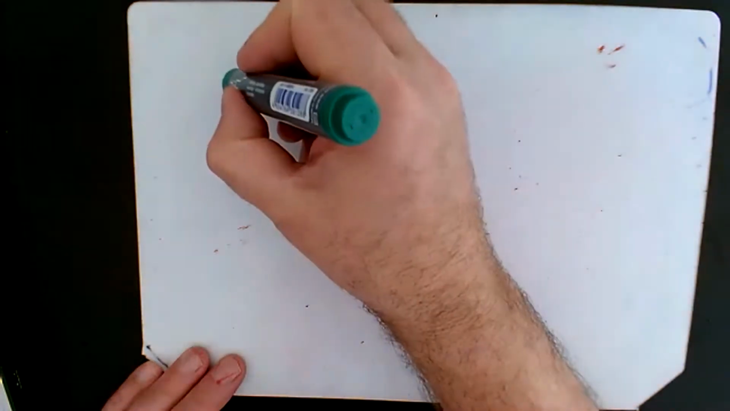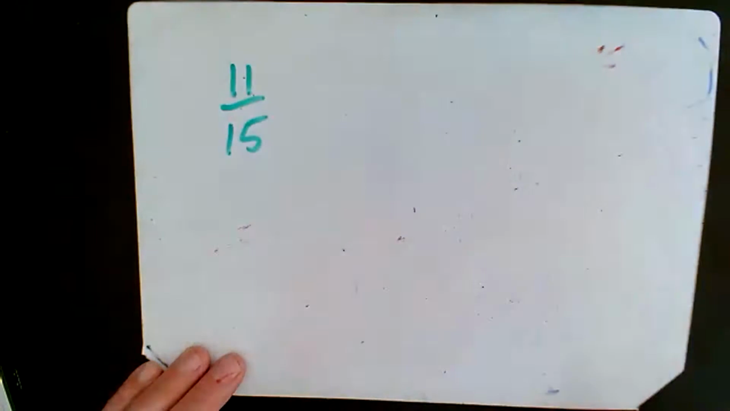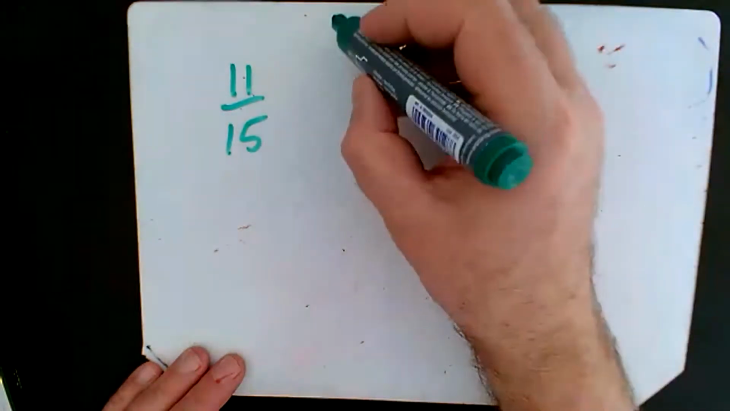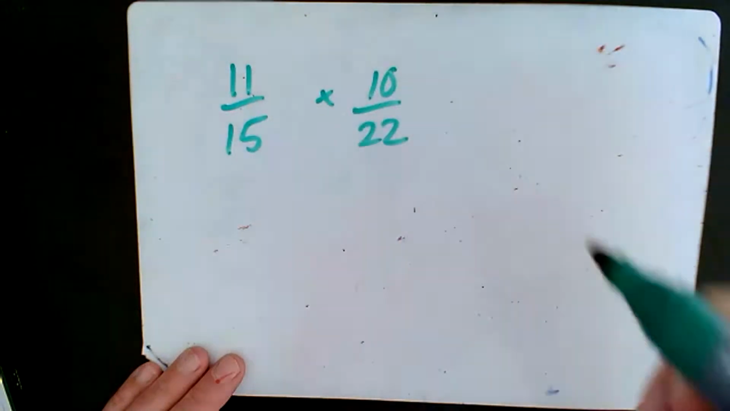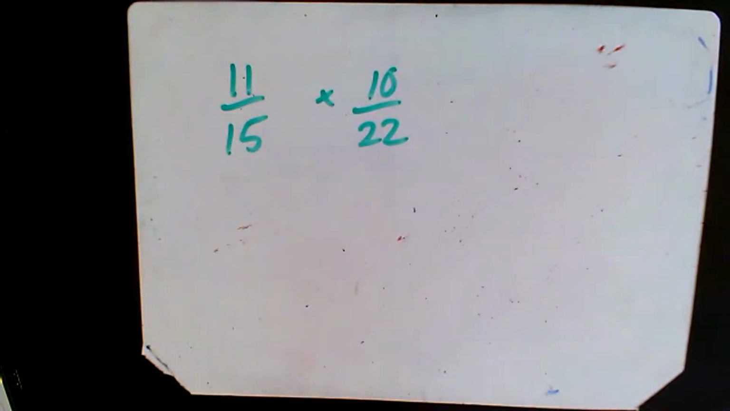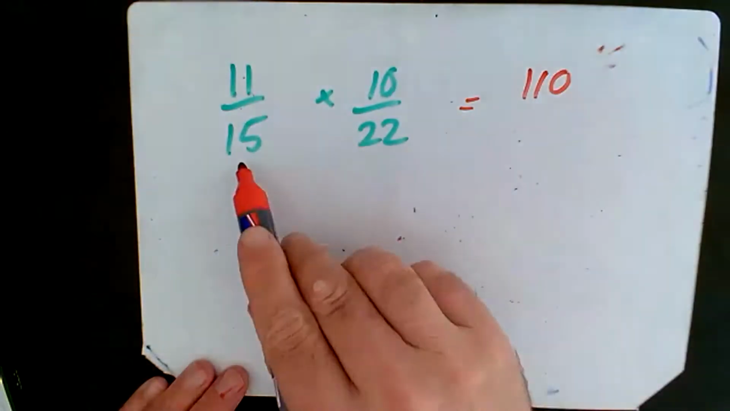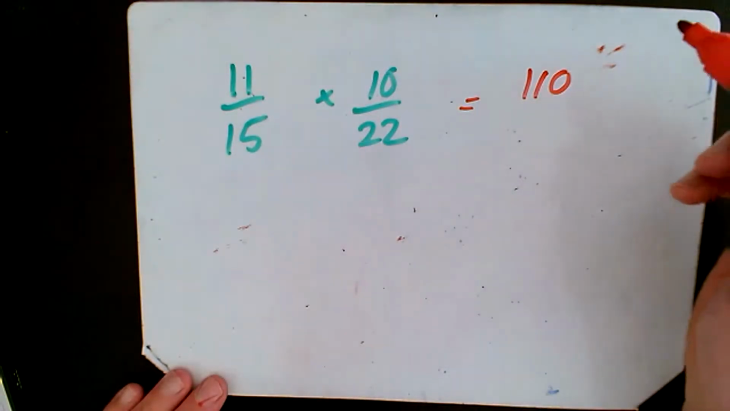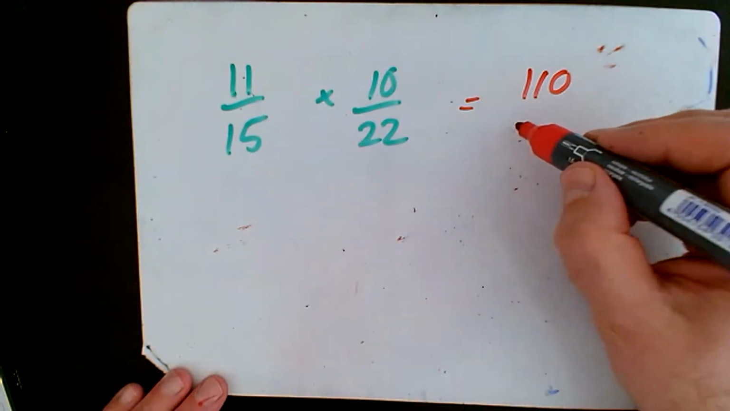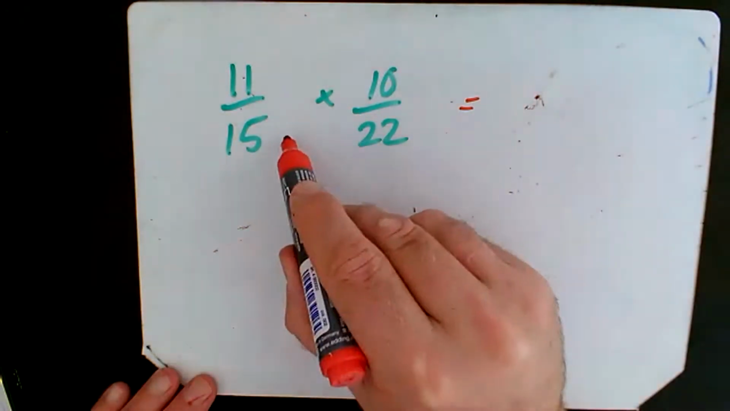Okay, so let's go with 11/15ths. Okay, and then let's go with times 10/22. Now again, the long way here would be 11 times 10, that's 110, and 15 times 22, that would be 330. It's not going to be a hard one to do anyway, but I'm going to do my cross simplifying instead.